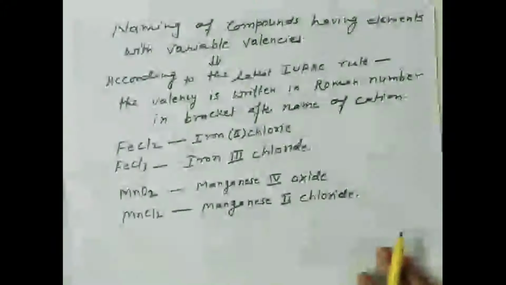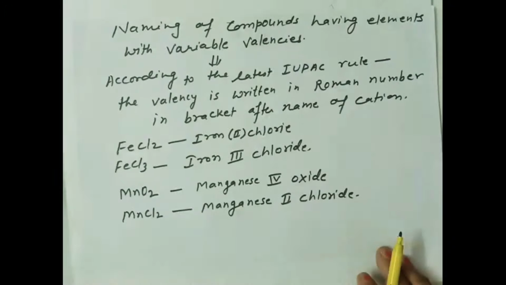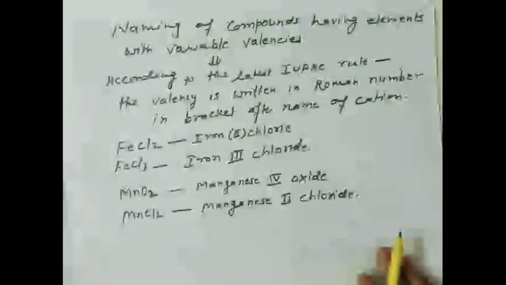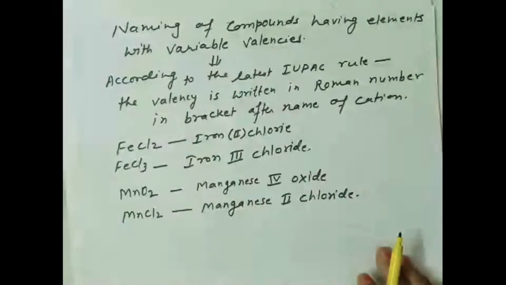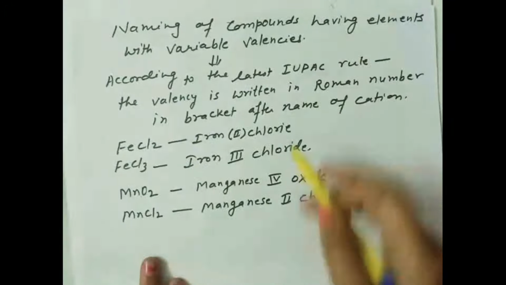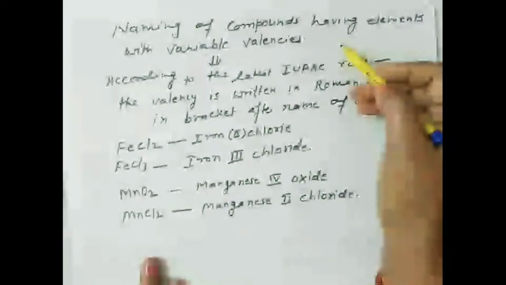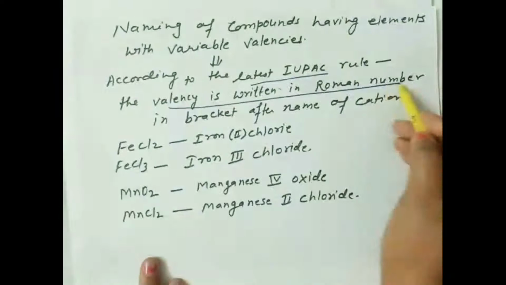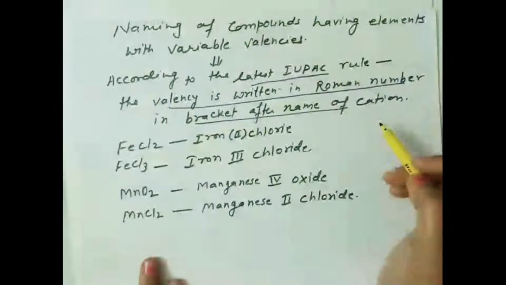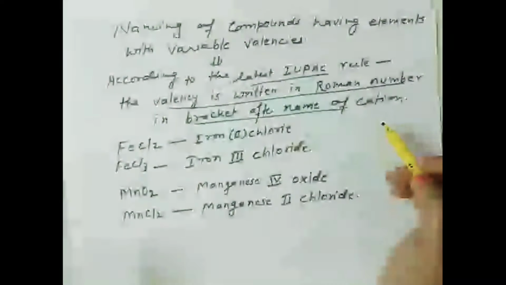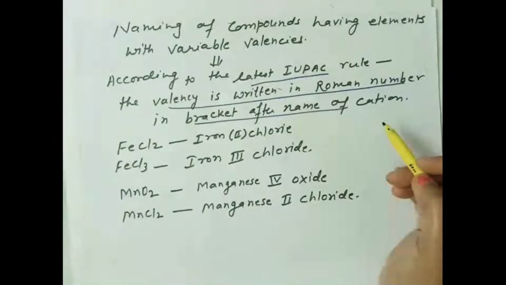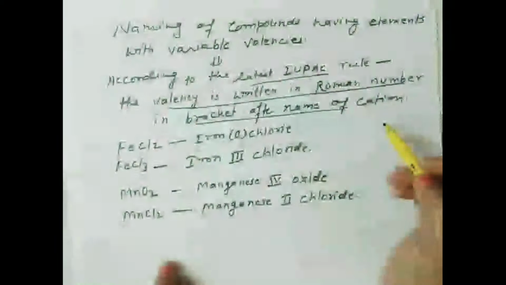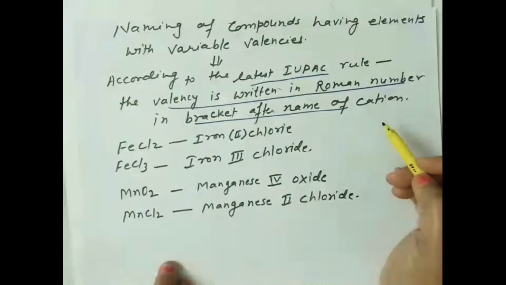Sometimes an element has more than one valency, that is, a few of the elements have variable valency. So how is the naming of compounds having elements with variable valency done? According to the latest IUPAC rule, the valency is written in a Roman number in brackets. We are not using ferrous and ferric. It is the old system. Now according to the modern IUPAC system, we are not writing ferric chloride or ferrous chloride. No, we just write iron 2, iron 3.